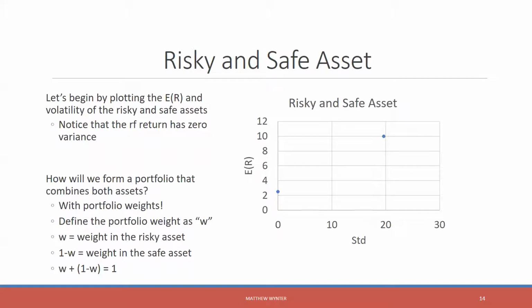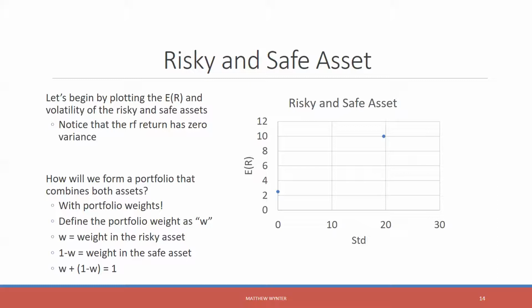We're going to begin by plotting the expected return and volatility of the risky and safe assets. Notice the risk-free return has 0 variance. So if you don't see that on the graph, if you look at the vertical axis right there at the origin, just go straight up, you'll notice a blue dot. Okay, how will we form a portfolio that combines both assets?